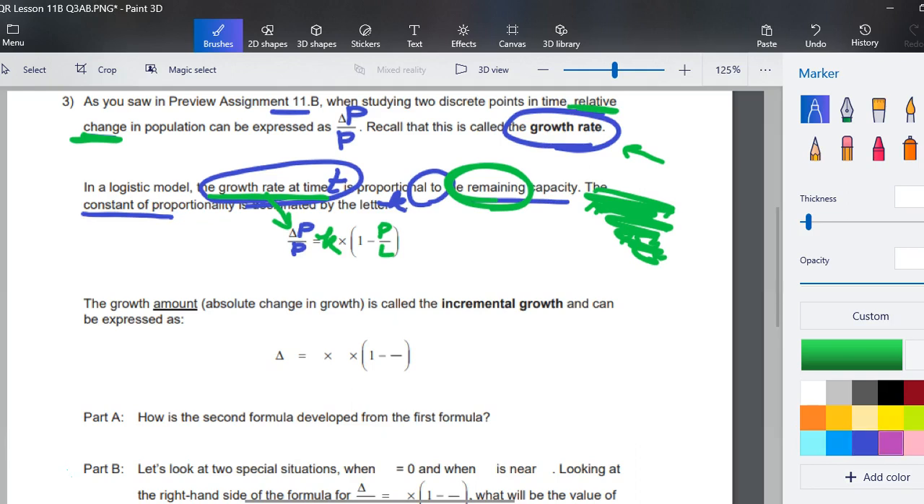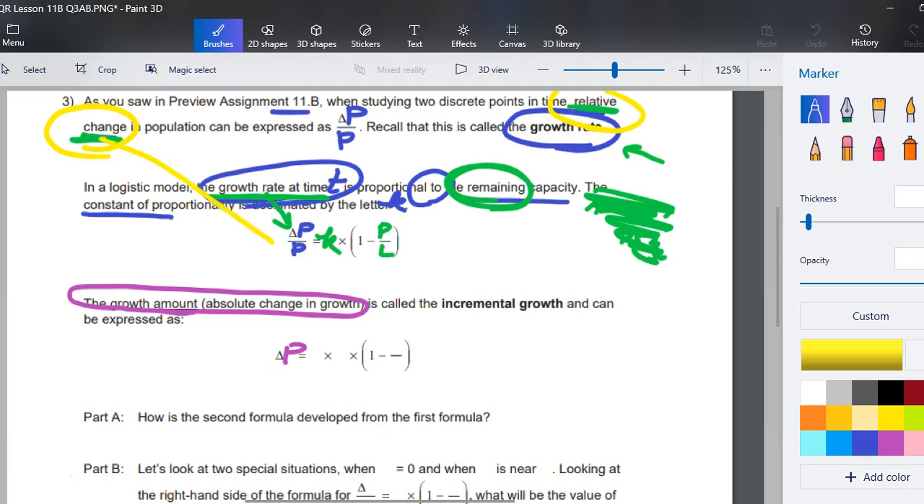But wait, there really is more. The growth rate amount, in other words, the absolute change, the delta P. So these are huge words we have been talking about all semester. Relative change has a pretty new face here, and absolute change has a pretty new look too. But somehow the K is still over here. Now there's a P over here, and we still have the remaining capacity.